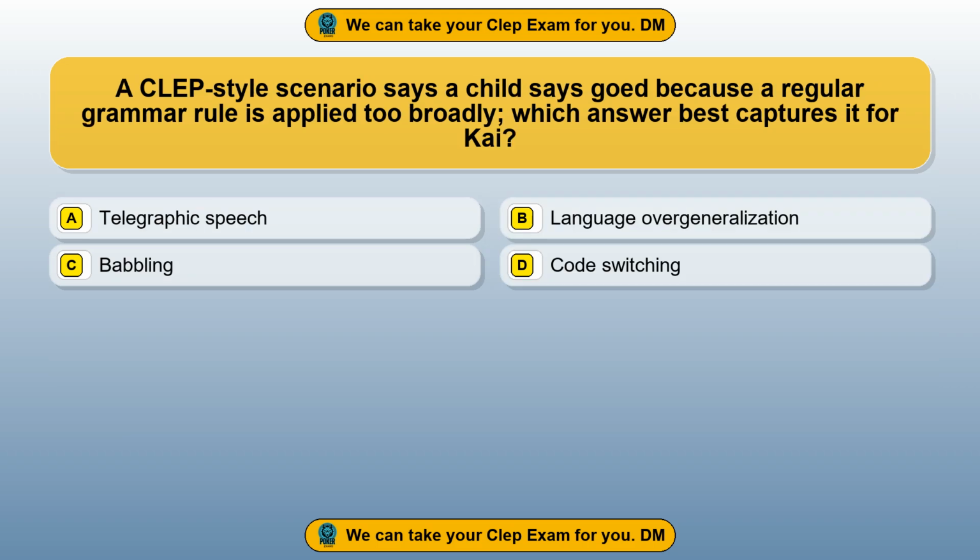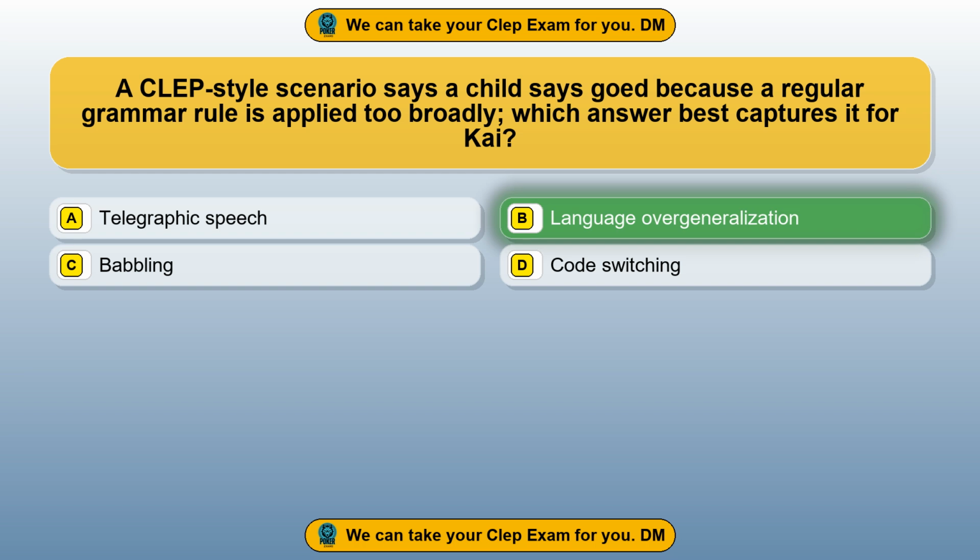Question 86. A CLEP-style scenario says a child says "good" because a regular grammar rule is applied too broadly. Which answer best captures it for Kai? Option A, telegraphic speech. Option B, language overgeneralization. Option C, babbling. Option D, code switching. The correct answer is option B, language overgeneralization.